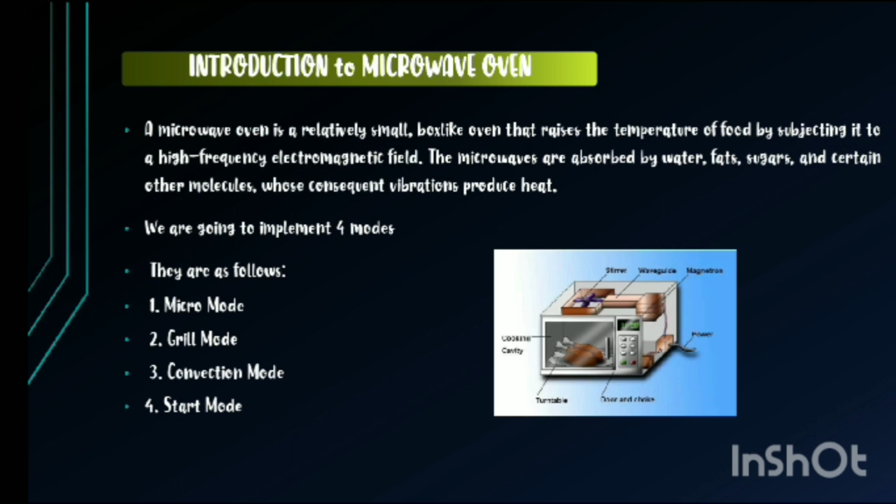A microwave is a relatively small box-like oven that raises the temperature of food by subjecting it to a high frequency electromagnetic field. These microwaves are absorbed by water, fats, sugars and certain other molecules whose consequent vibrations produce heat. We are going to implement 4 modes of microwave. They are micro mode, grill mode, convection mode and start mode.